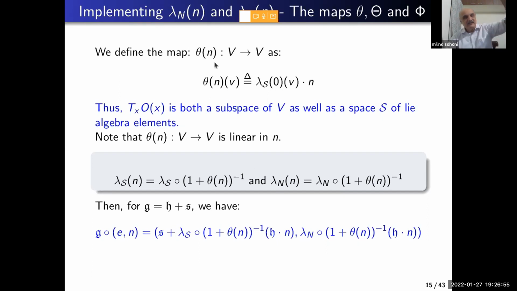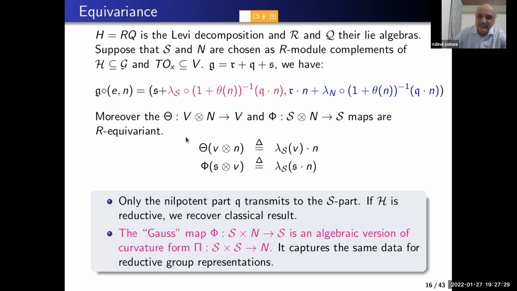So this theta is actually the transfer of the decomposition at the origin, that is at x, to x plus n. So we have a map theta n from V to V, which is linear in n. The projection lambda n at the point n is nothing but the projection at the origin with this map 1 plus theta inverse before it. So this gives you the projection operator. And the good part about it is that it is intimately connected to equivariance; theta has very nice properties.